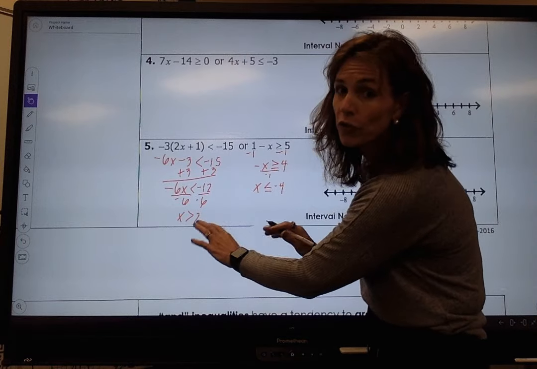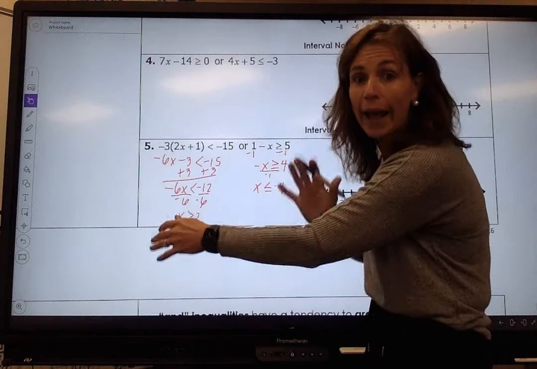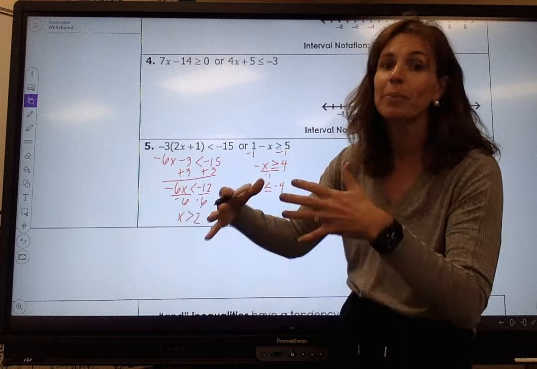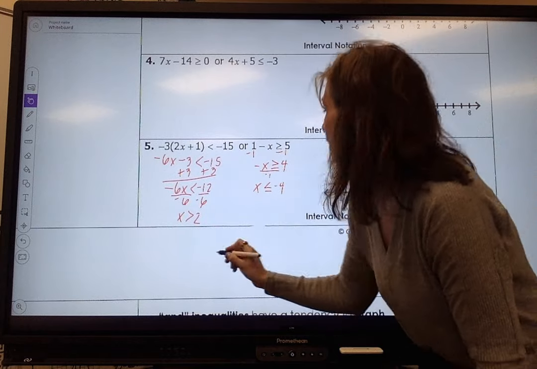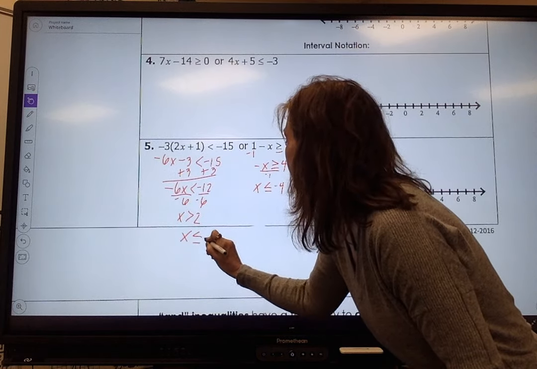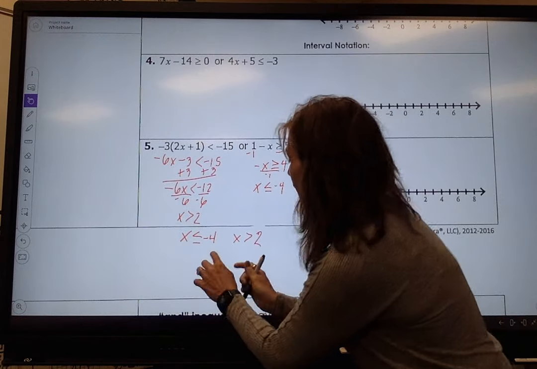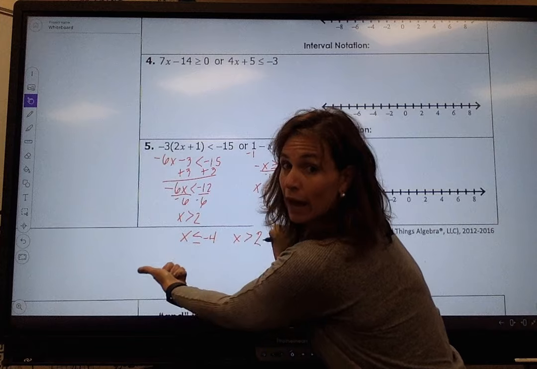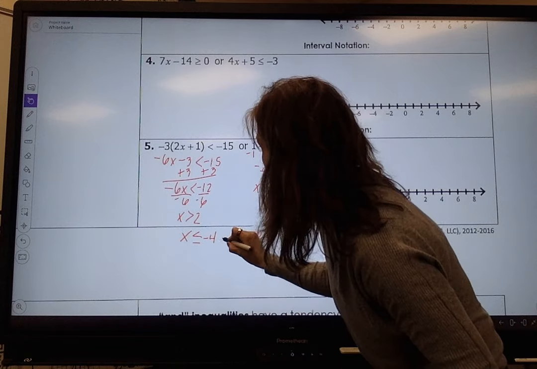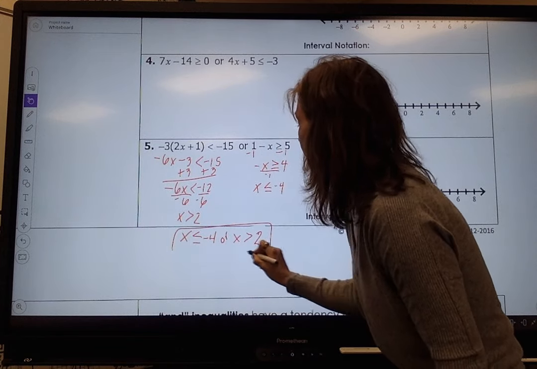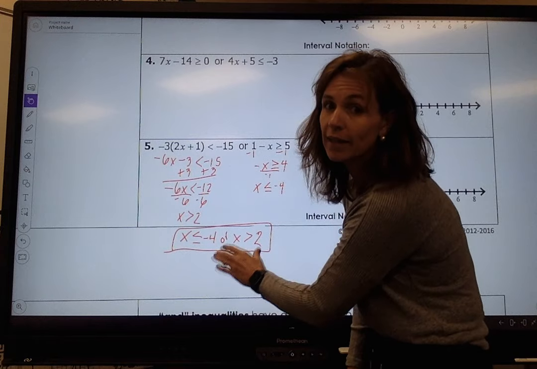Notice my target numbers. They're not least to greatest, so I have to move them. It's an extra step. I'm gladly going to do that. So now I have x is less than or equal to negative 4. X is greater than 2. I know that my arrows are going out from each other, so I must include the word or. Okay, that's my inequality. It's now complete.